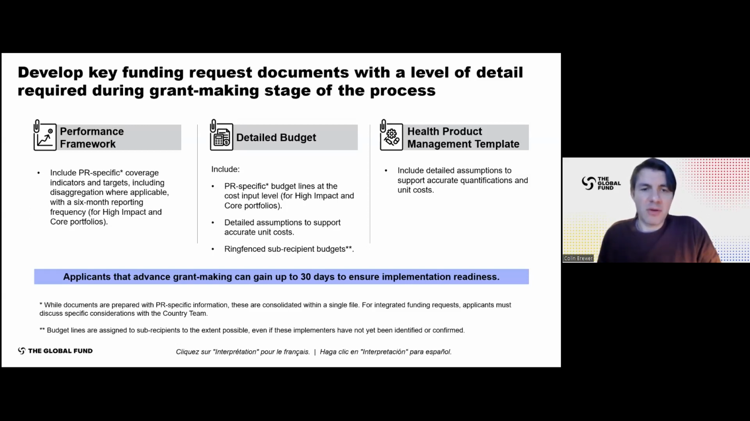What do we mean by that? Well, even if the subrecipients themselves haven't been identified, as much as possible, grouping the budget by the expected implementation per subrecipient will help to advance the grant making discussions. On the health product management template, similar to the budget, we're recommending to include detailed assumptions to support accurate quantifications and unit costs.